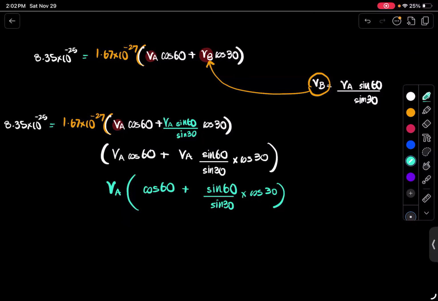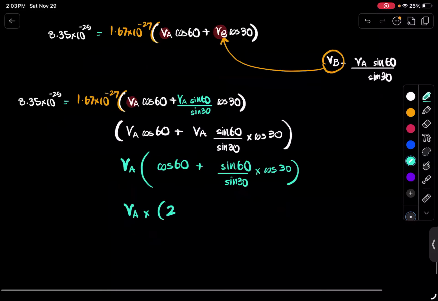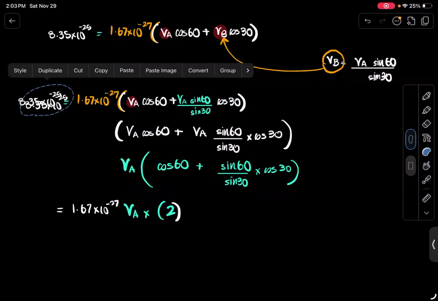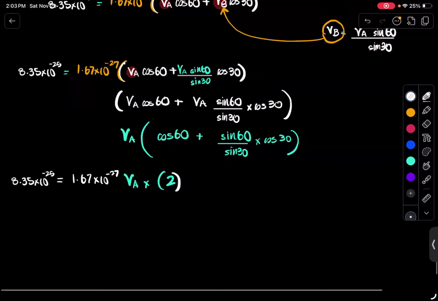Sine 60 divided by sine 30. What are you saying? I got 2. Yep, that's right. So VA times 2. So this entire thing boils down to 2. Okay. Then, wasn't this being multiplied by 1.67 into 10 to the power minus 27? And we know that that value is equal to this value. Now, can you find out VA?